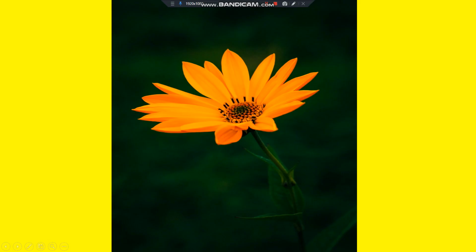And now you can see the flower. Flower is the most beautiful part of a plant. The flowers mainly attract the insects like bees, butterfly. इनको attract करते हैं because they are very beautiful. तो these flowers attract the insects towards them.